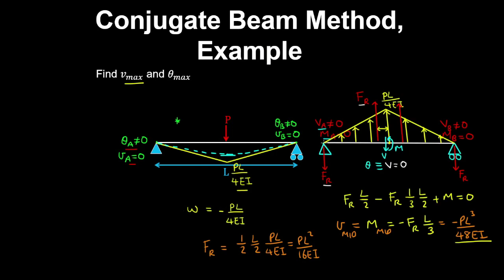And we know that the shear force of the reaction is equal to the jump produced by the reaction. So therefore the shear force at the support is equal to the negative of the force resultant, which is minus PL squared on 16 EI. And the shear force in the conjugate beam is equivalent to the rotation in the real beam. And as expected, because the rotation is negative, it's clockwise at the support.